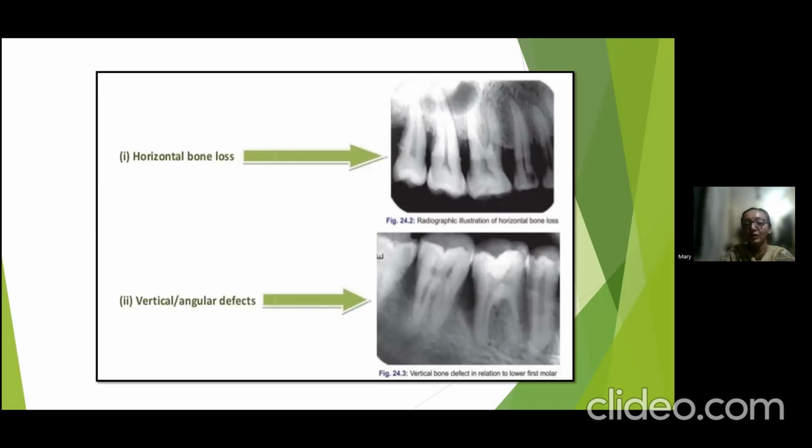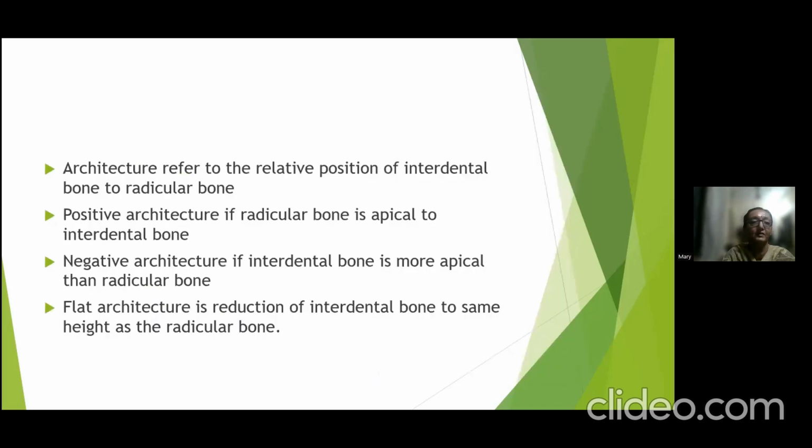You can see the pattern of bone loss in the intraoral periapical view. The pattern of bone loss will also decide the type of architecture present. Architecture refers to the relative position of the interdental bone to the radicular bone. What do you call a positive architecture?